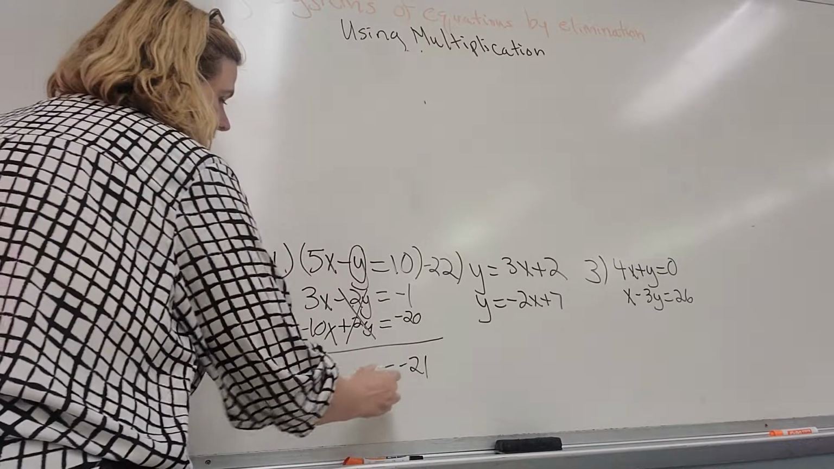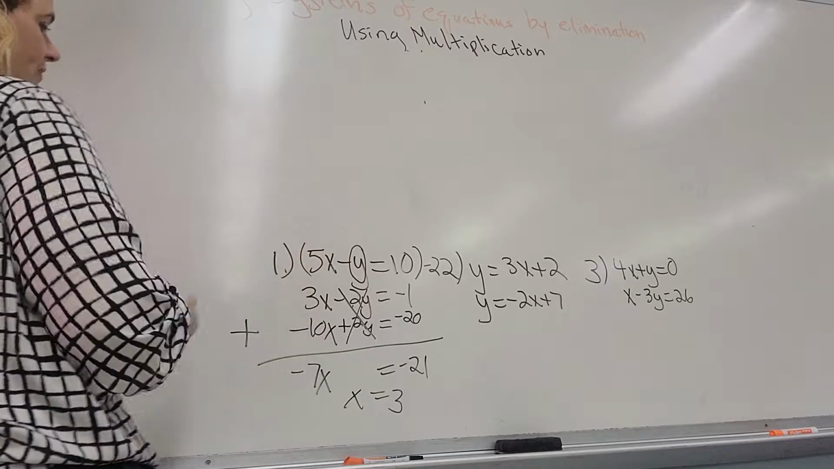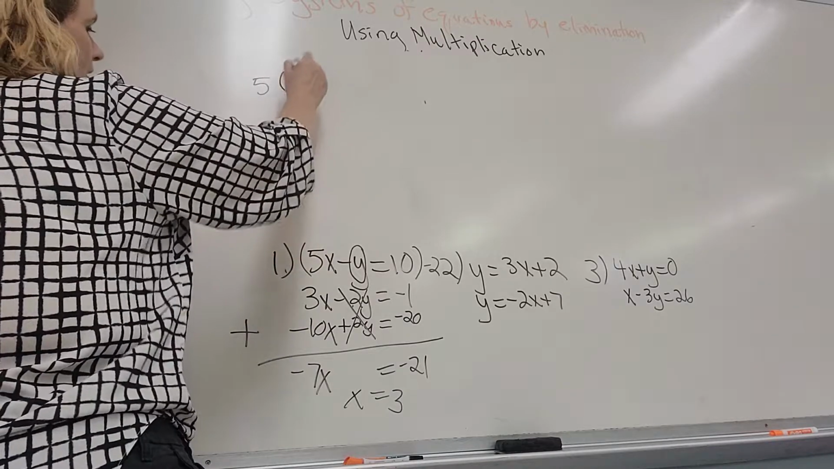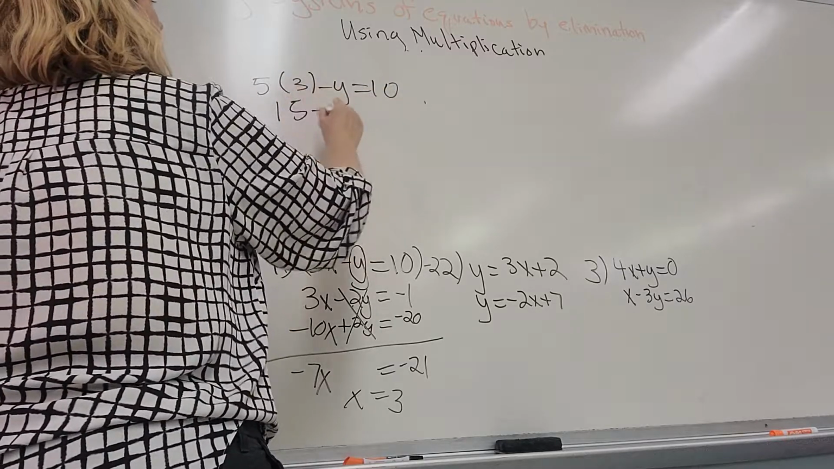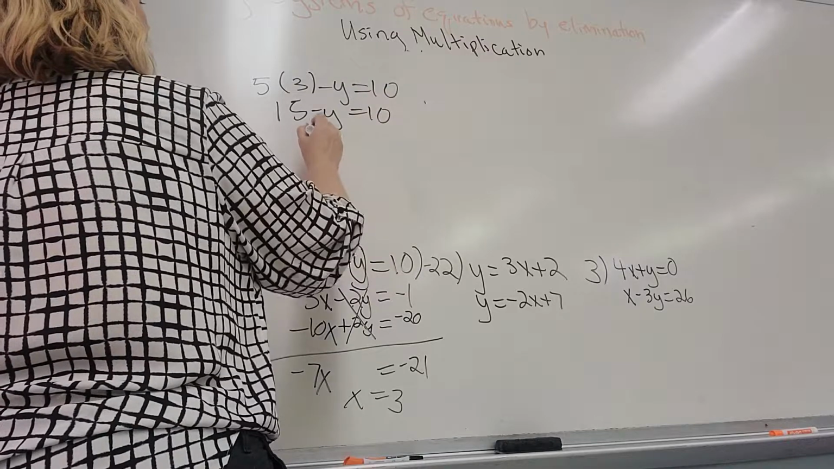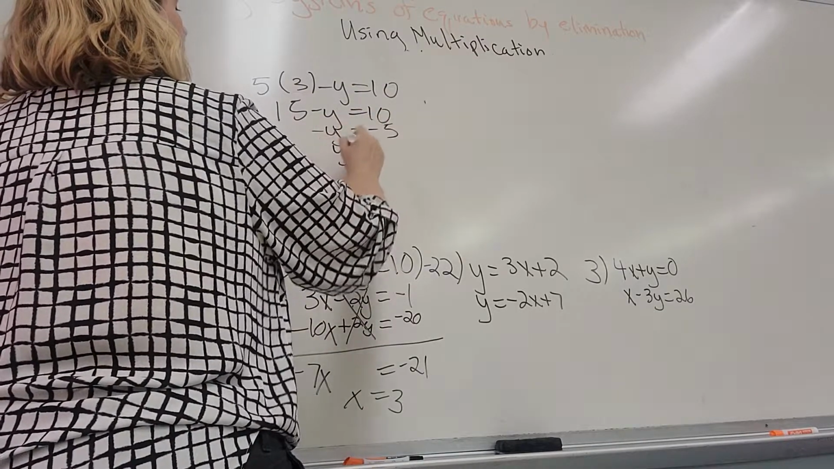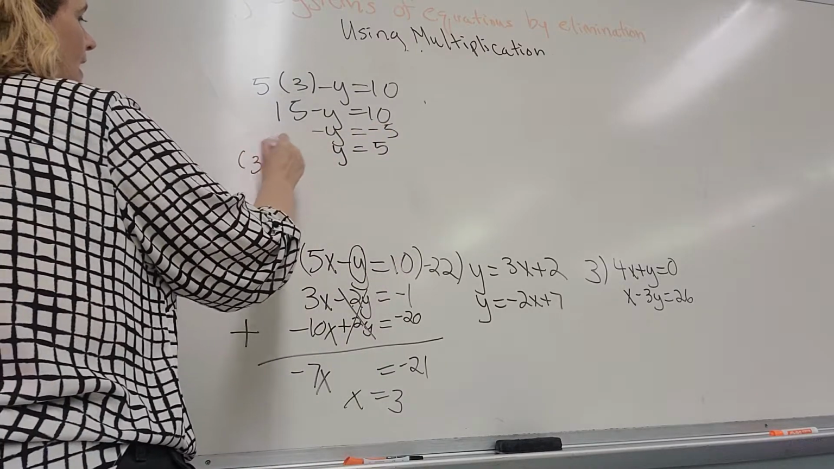Divide by 7 and x equals 3. I'm going to put x back into one of the originals. I'll put it with the top one to find out what y is. So 5 times 3 minus y equals 10. 15 minus y equals 10. Subtract 15 from both sides. Negative y equals -5. Y equals +5. So we got 3 and 5.